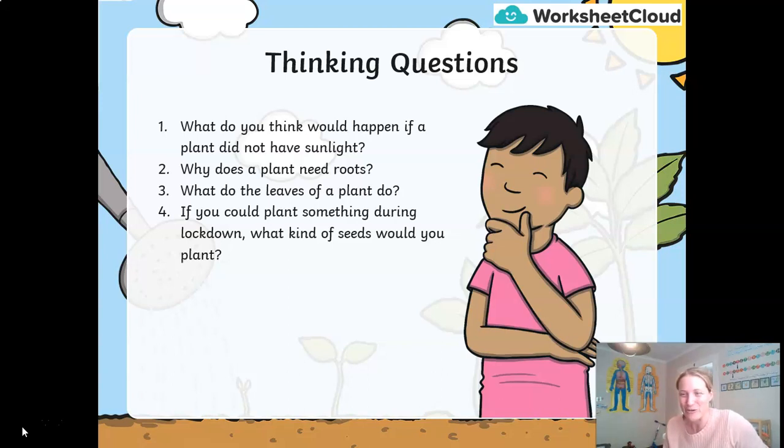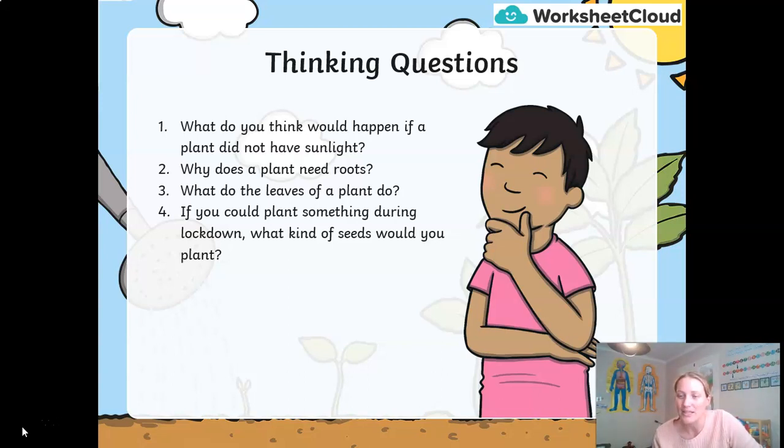Right, let's see if you did manage to answer these questions. Number 1, what do you think would happen if a plant did not have sunlight? Well, we went through that at the very beginning of this session. We said the plant would grow very tall and spindly as it searches for sunlight. It would also become incredibly flimsy, and without sunlight, the plant would start to die because it needs it for photosynthesis. So if you've got any of those points, well done.